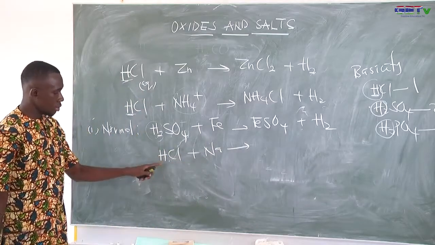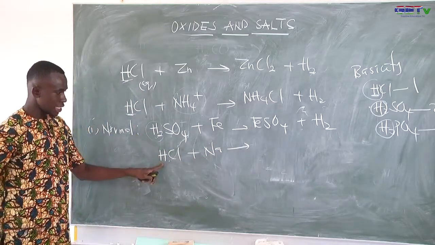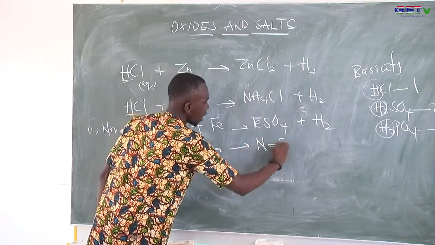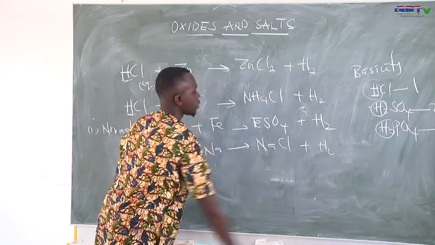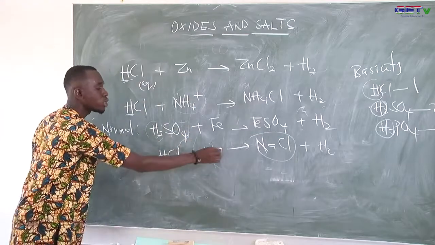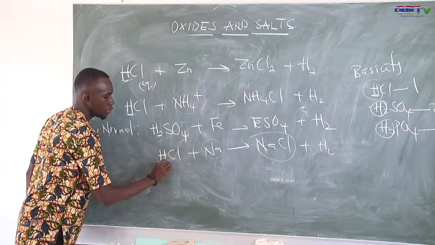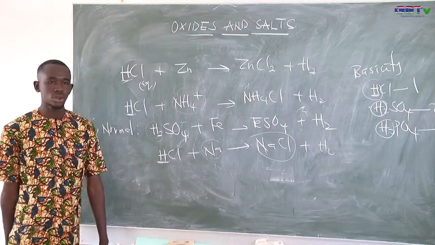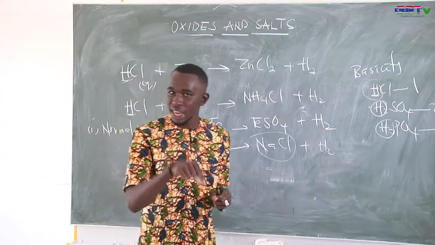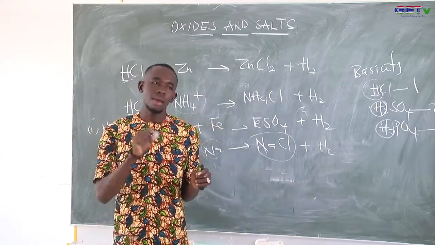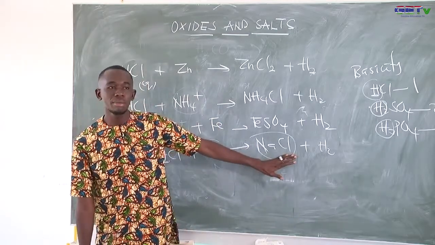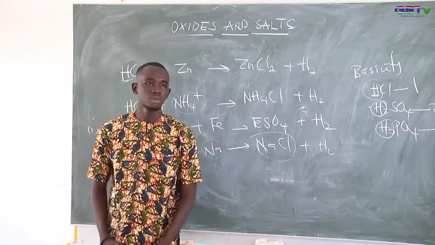We can also have sodium reacting with an acid. So this sodium now is able to replace the hydrogen. We'll have NaCl plus hydrogen gas. So now this salt also is called a normal salt, because this sodium is able to replace all the hydrogen ions in this aqueous acid. So always normal salts are formed when the replaceable hydrogen ions in the acid are completely replaced by a metal or metallic radicals. And then when you have your normal salt, most of them have no effect on litmus paper.